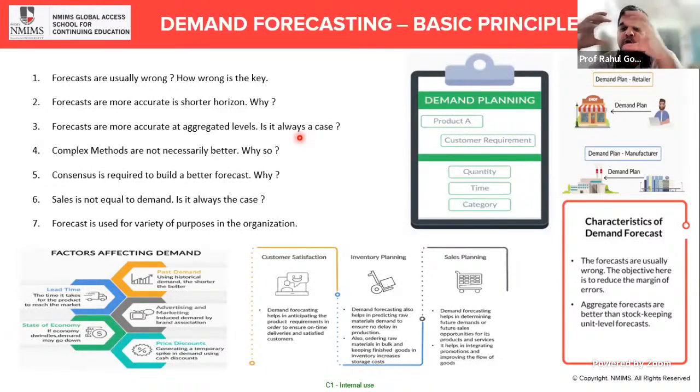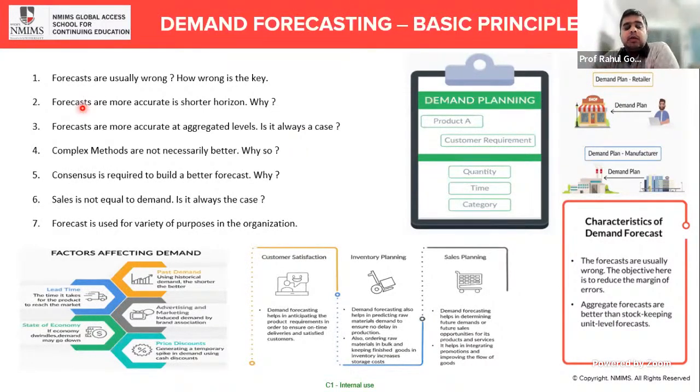So there are two opposite forces or opposite phenomena which are happening. Most of the time, the phenomenon which is canceling out errors and outliers is bigger and this phenomenon is smaller, and that is why your forecast becomes accurate at an aggregated level. In certain exceptional cases, this phenomenon becomes smaller and this one overrides, which is the individual characteristics becoming more predominant, and hence your forecast at the lower level becomes more accurate.